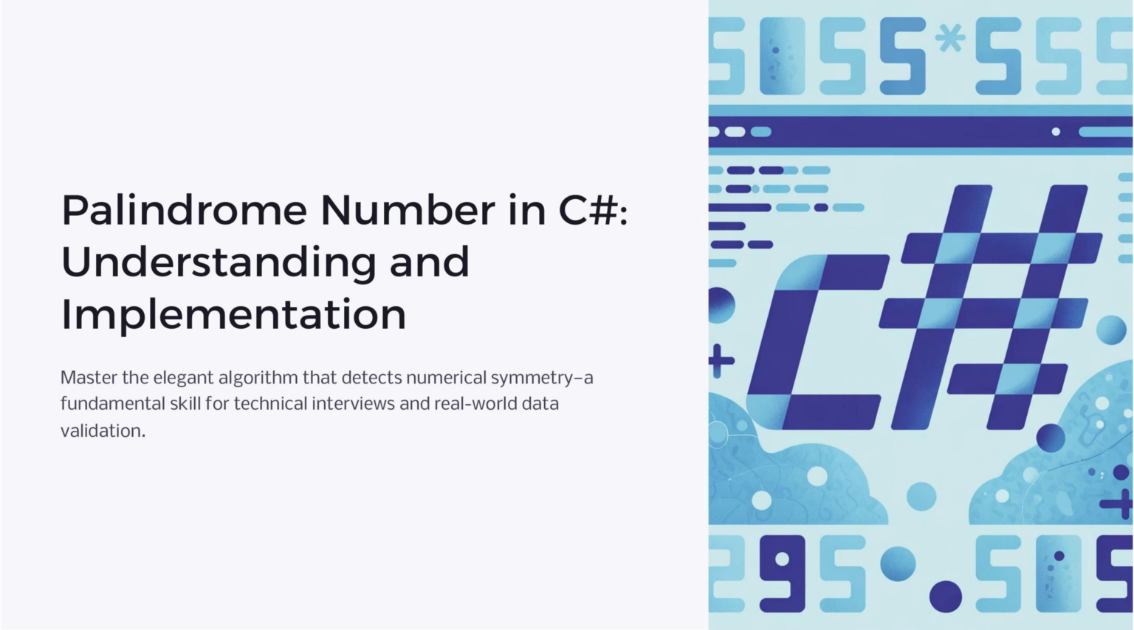In C#, detecting palindrome numbers involves reversing the digits and comparing them to the original number. This algorithm is crucial for technical interviews and data validation. Implementing it requires understanding loops, conditionals, and string manipulation to ensure accurate symmetry detection.